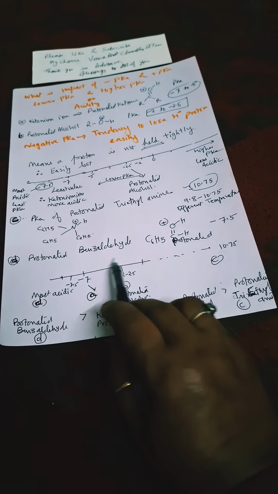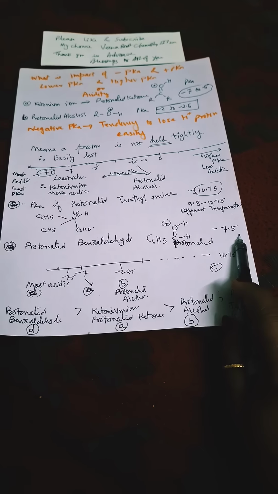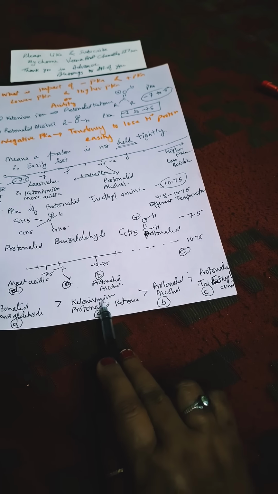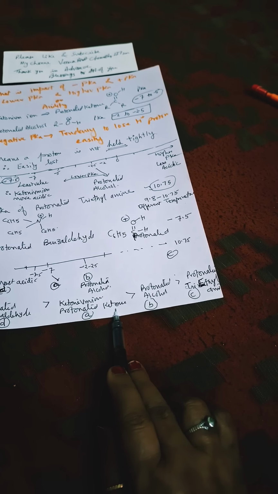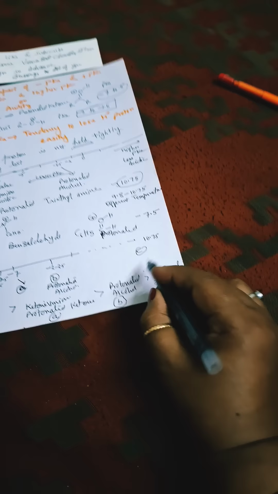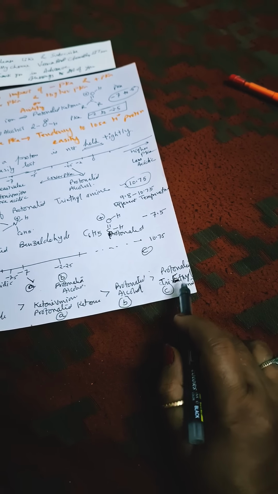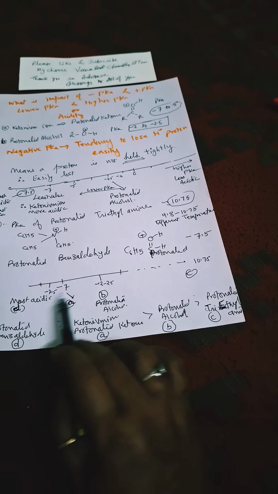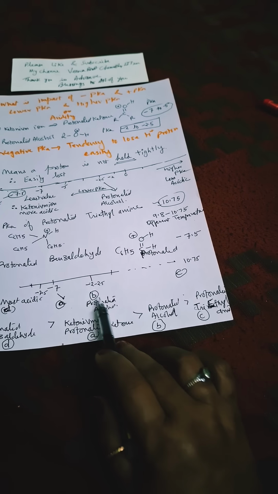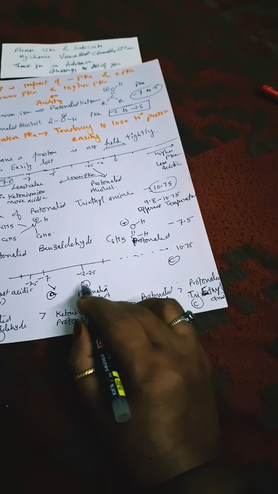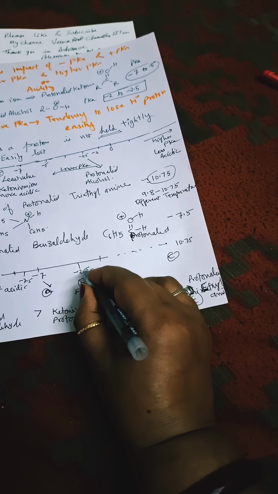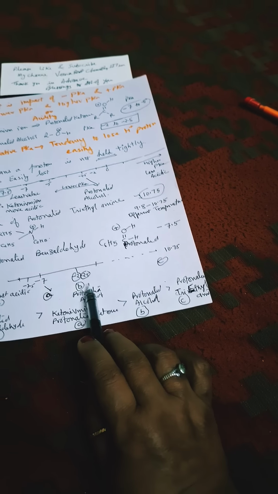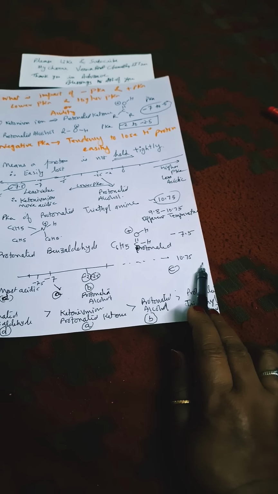Now protonated benzaldehyde has -7.5. Oh my god, it is the least value. So protonated benzaldehyde is most acidic, followed by ketonium ion, protonated ketone, then protonated alcohol, and lastly protonated triethylamine. See here, this is most acidic, -7.5. Ketonium ion has -7 pK. Protonated alcohol has -2 to -2.5 pK value. So it is way less acidic, but it is more acidic than triethylammonium.